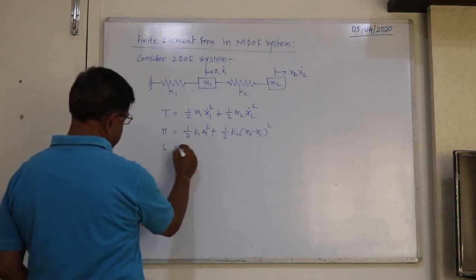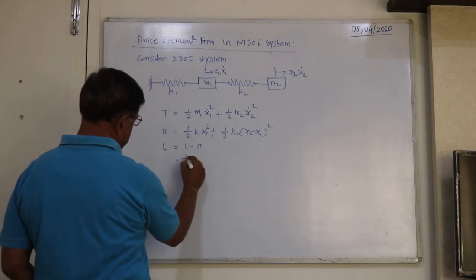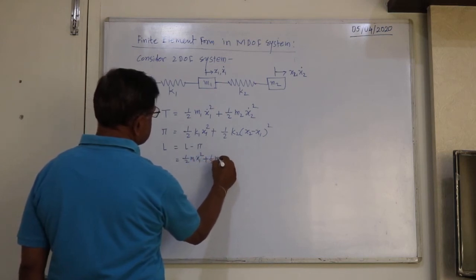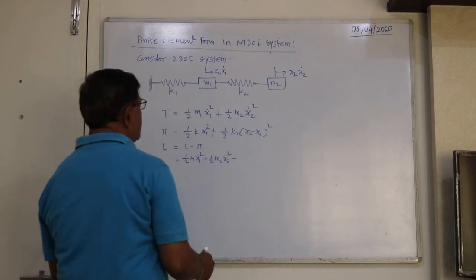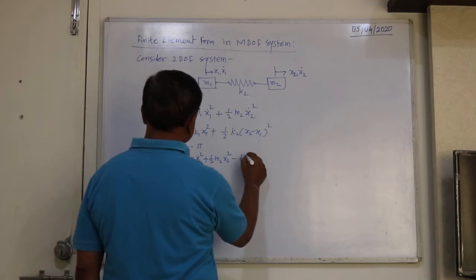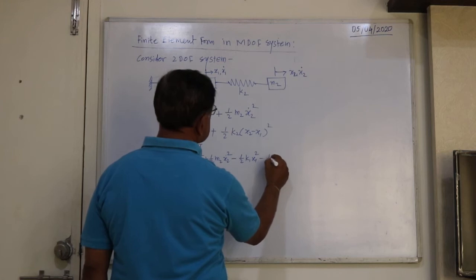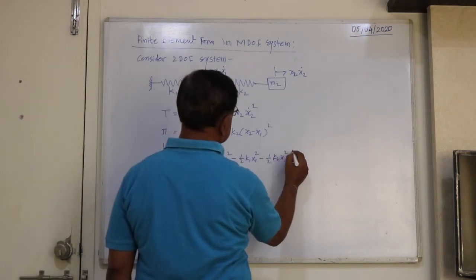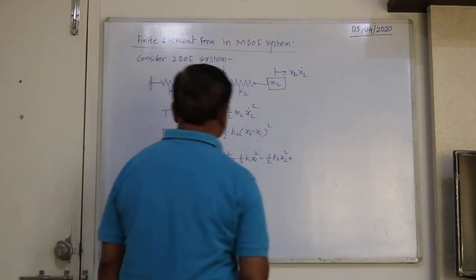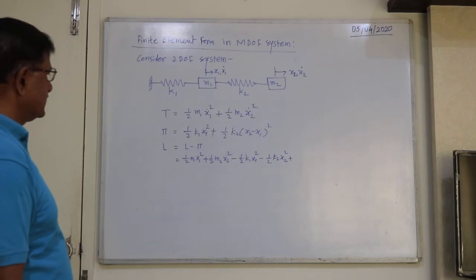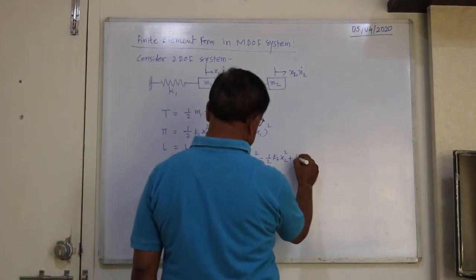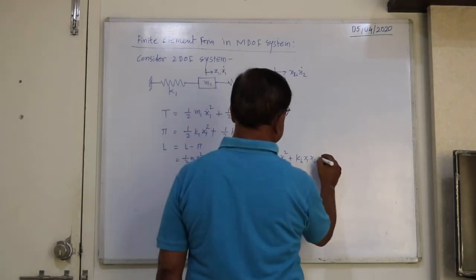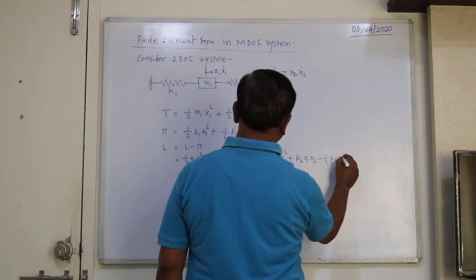Now the Lagrangian function is L = T minus V. So this is equal to 1/2 m1 x1 dot square plus 1/2 m2 x2 dot square minus 1/2 k1 x1 square minus 1/2 k2 x2 square; then minus minus becomes plus, it's 2 x1 x2 and this 2 gets cancelled, so it becomes k2 x1 x2, and then minus 1/2 k2 x1 square.